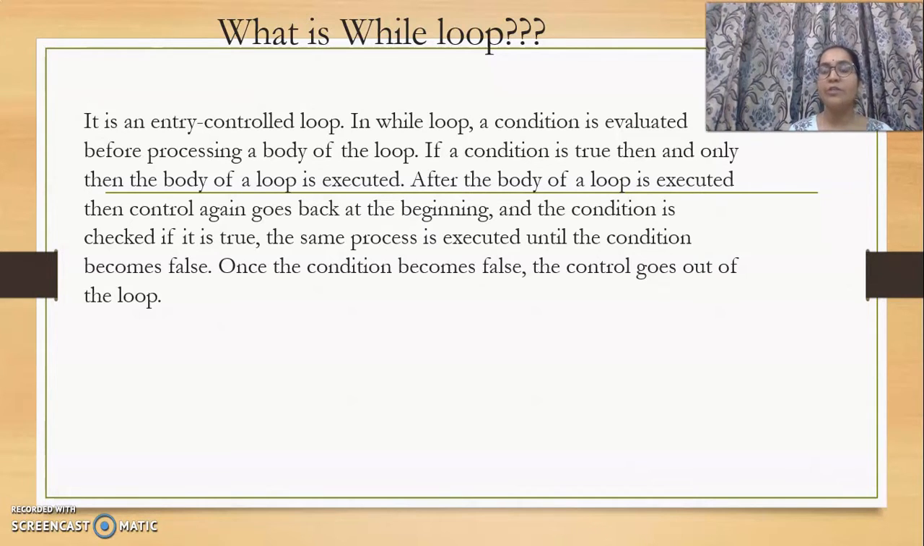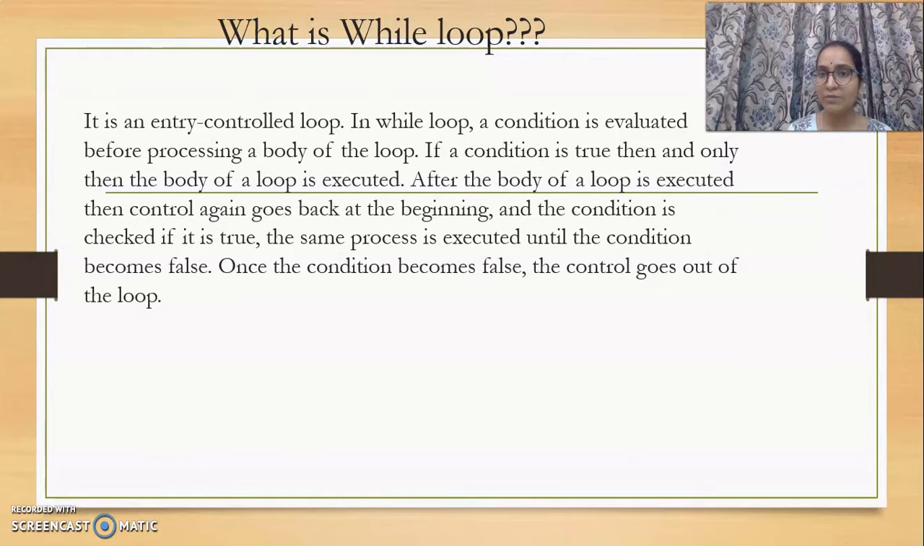The condition is evaluated on the basis of initialization, and the body of the loop is executed, and after execution of the body of the loop, the increment or decrement statements are executed. Then the condition is again checked, and only if the condition is true will the body of the loop be executed, and then again increment or decrement will be performed. Repeatedly this set of statements will be executed until the condition becomes false.